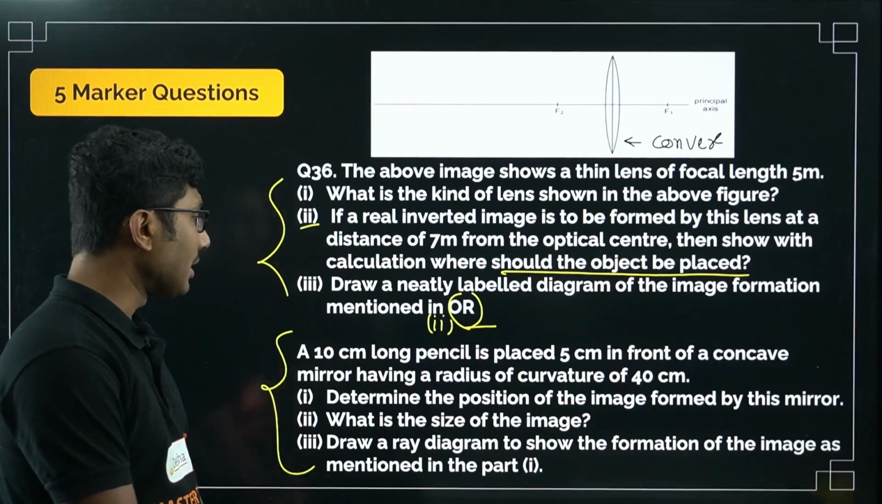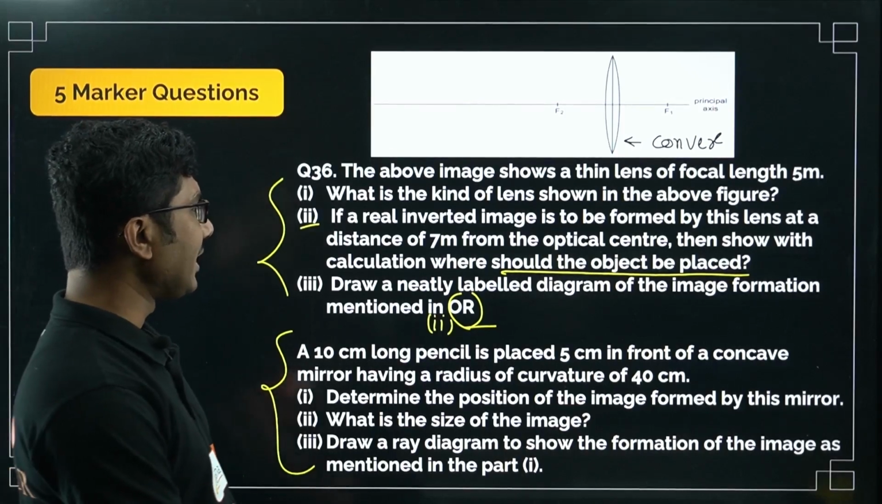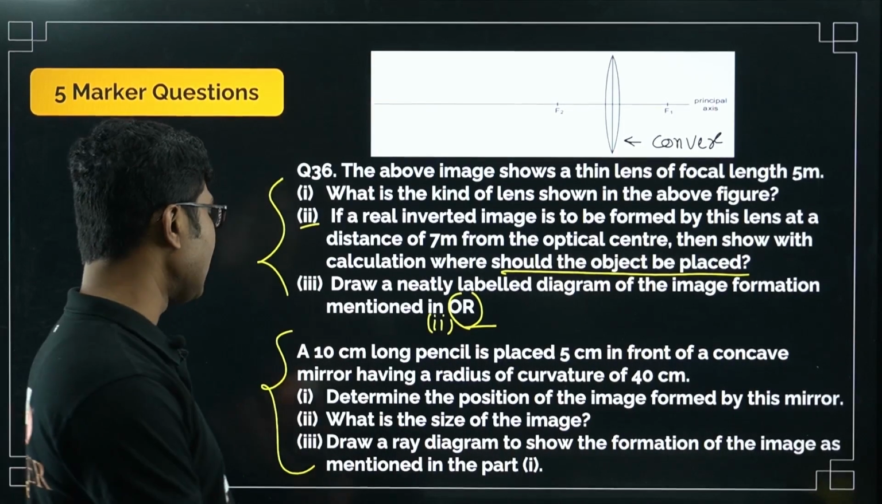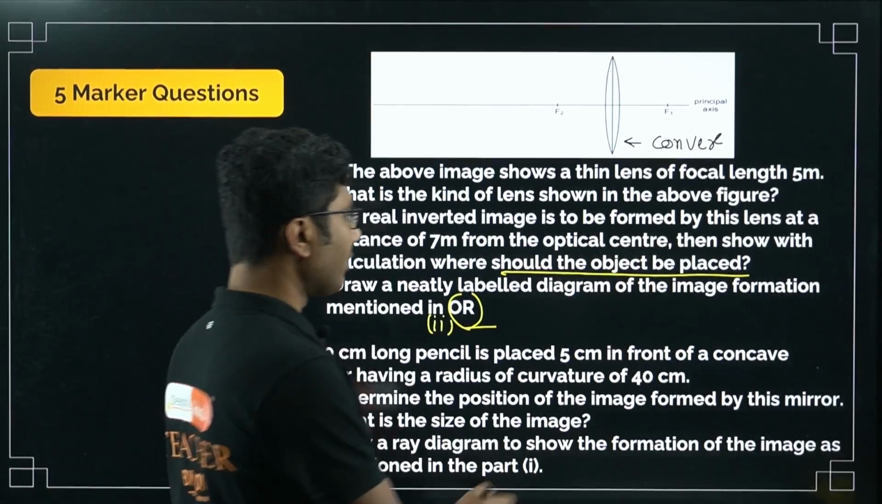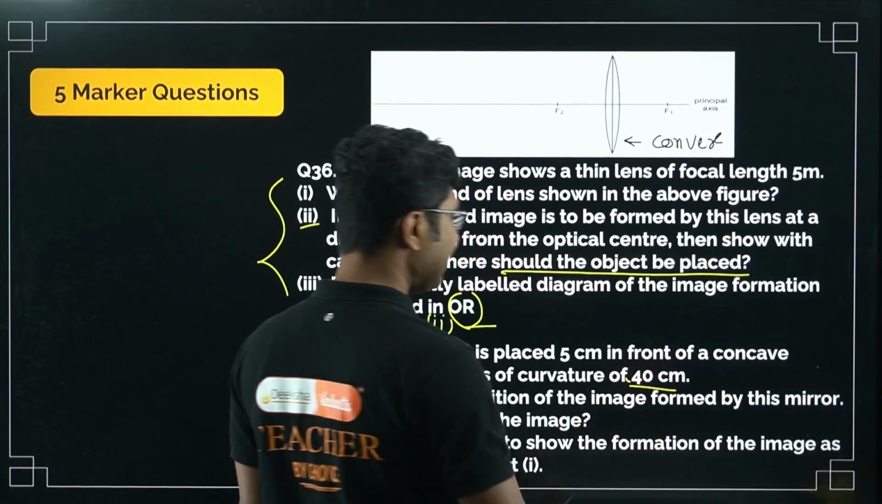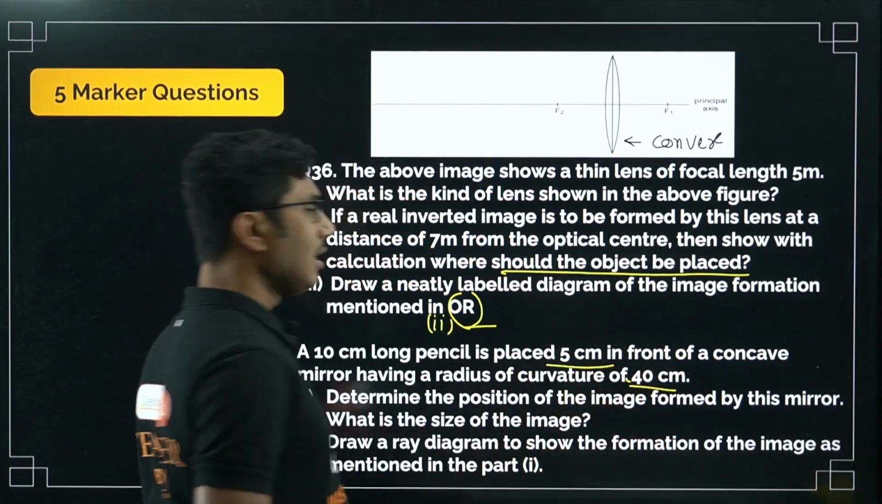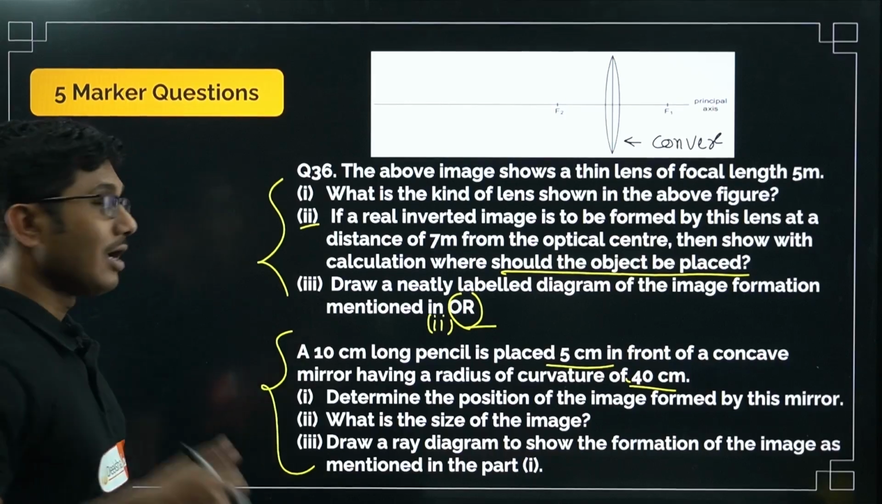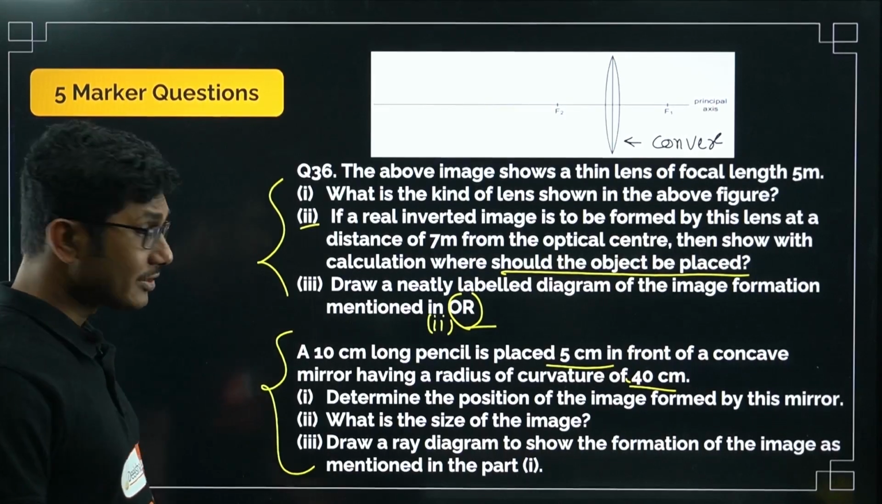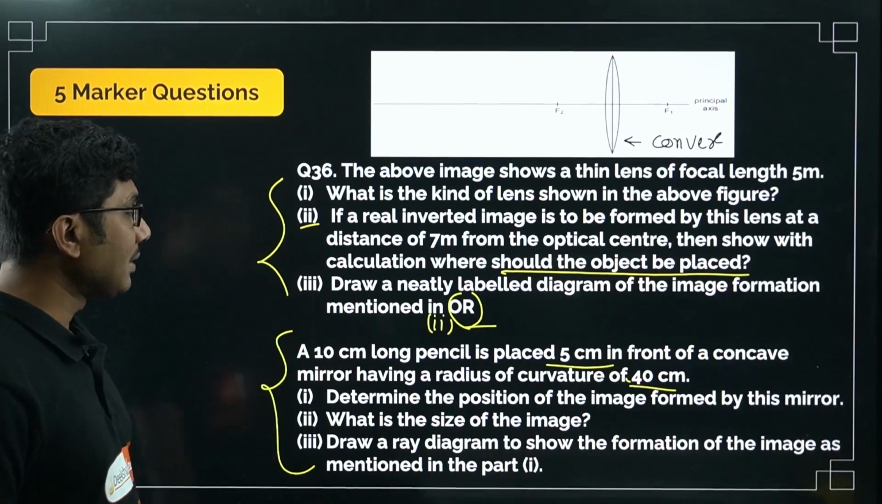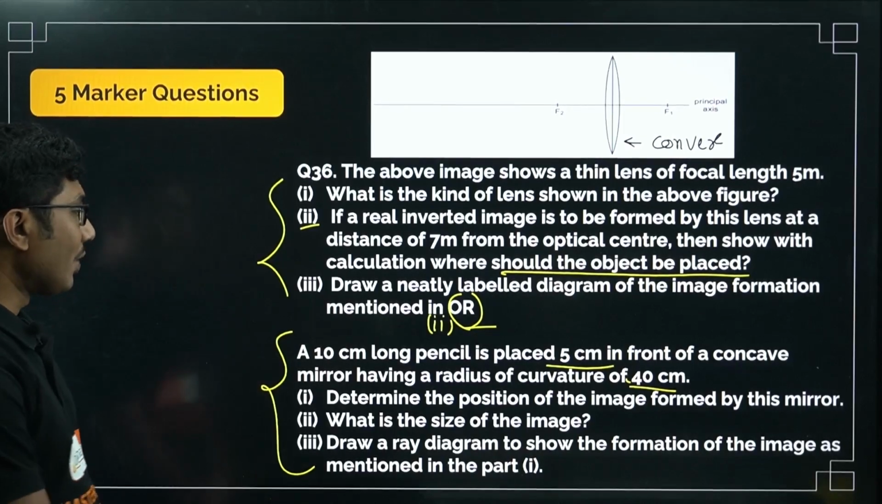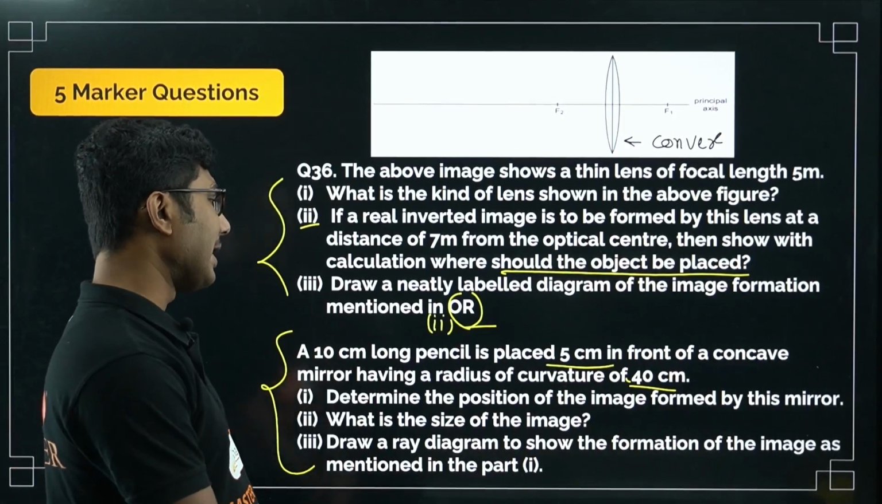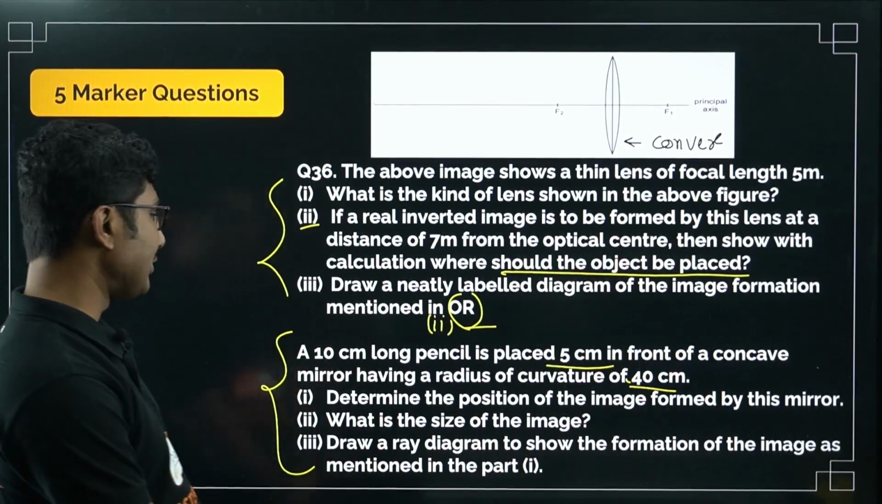A 10 cm long pencil is placed 5 cm in front of a concave mirror having radius of curvature of 40 cm. Here they have given you 5 cm as the object distance, and the radius of curvature is given. Determine the position of the image formed by this mirror. What is the size of the image? Draw a ray diagram to show the formation of image as mentioned in part 1.